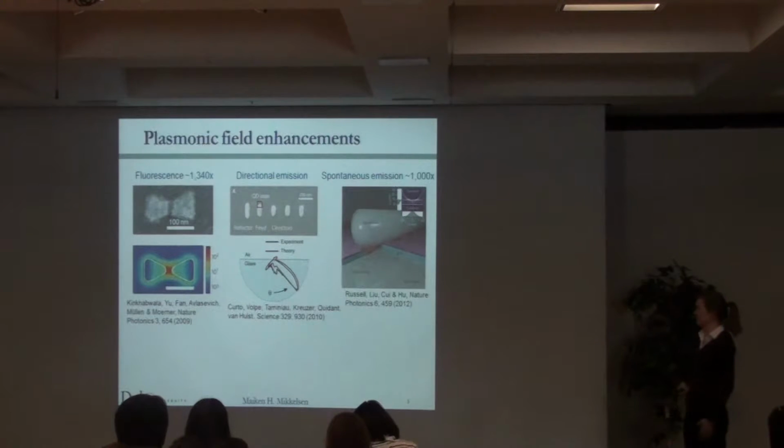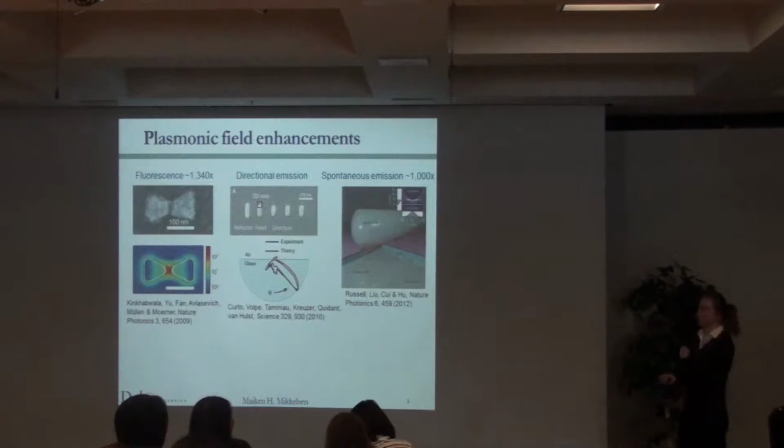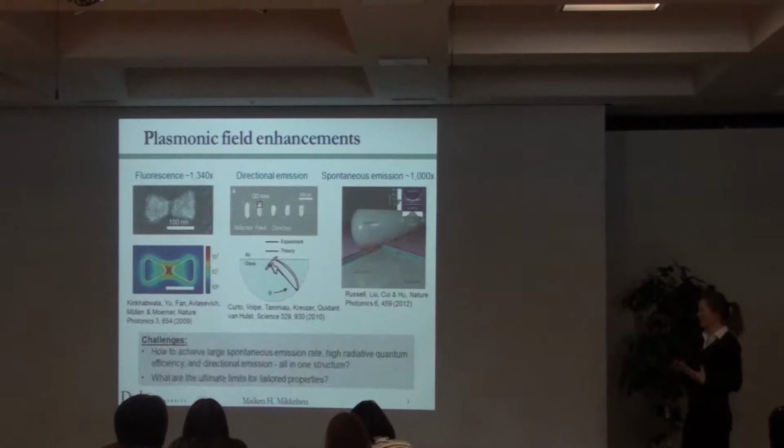And finally, we can create enhanced spontaneous emission using this structure with a silver nanowire on top of a silver ground plane here with a small gap in between. And here, Evelyn Hu's group at Harvard showed enhancements of about 1,000 times in the spontaneous emission rate. So a lot has been done in the field, but I think there are still a lot of challenges.